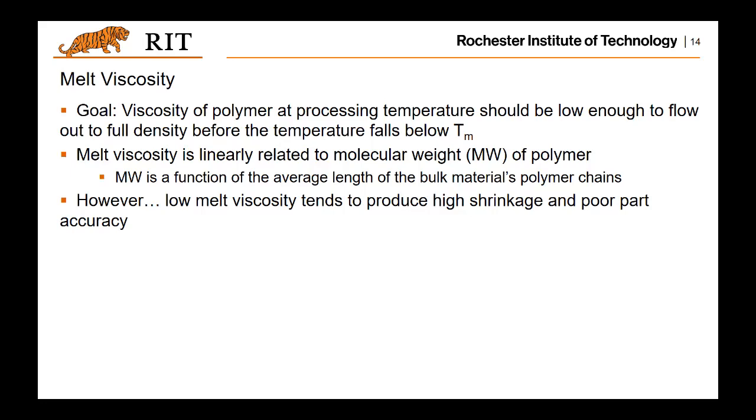But a low melt viscosity tends to produce high shrinkage. That is undesired, right? Because high shrinkage will cause the built part to be deformed or curled. So there's always a trade-off for the material properties. If you have a low melt viscosity, then you probably will suffer from high shrinkage, and the only thing you can do is to find a balance, right?